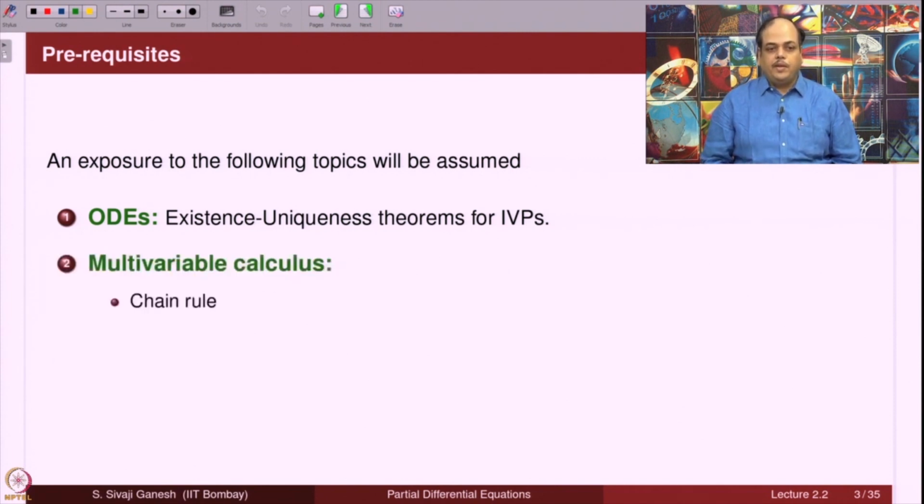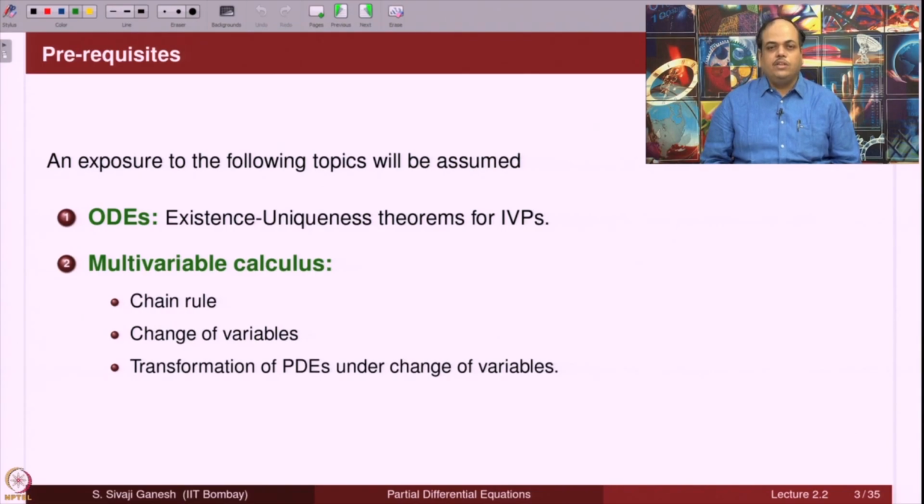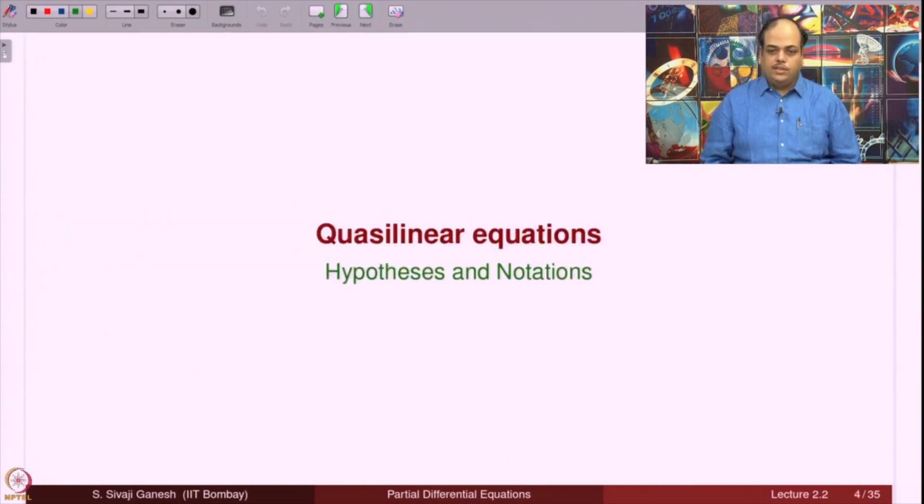Then from multivariable calculus, the most important theorem I would say is the chain rule, and one should be very much an expert with it. And change of variables looks quite easy while computing certain integrals which you would have done in +2, but actually it is not that easy, in the sense you have to be very careful. If you are not careful, it can lead to a lot of confusion. And then how a partial differential equation changes under a change of variables to a new equation, how to derive that, is also very important. So, quasi-linear equations, hypothesis and notations.